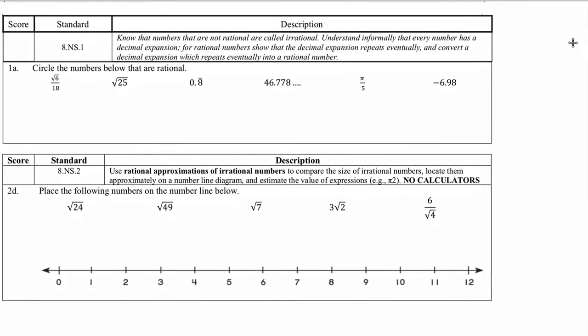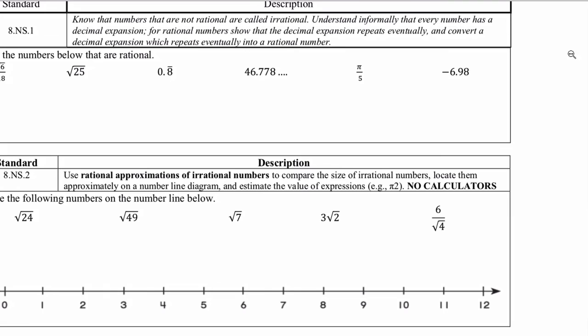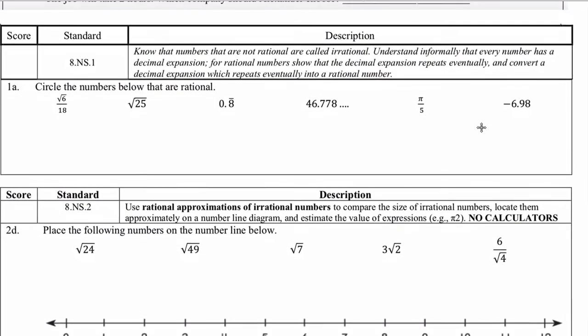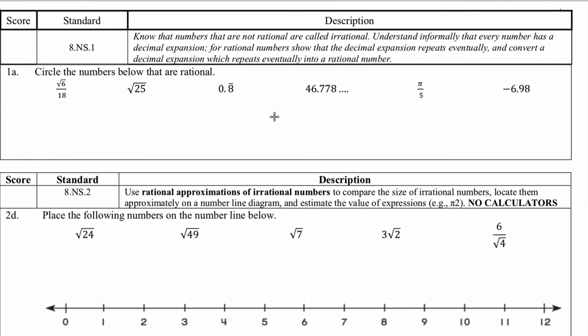This is a different standard entirely. This standard is about irrational and rational numbers. So we'll switch gears a little bit in our minds. All right, circle the numbers that are rational. So this standard has you know that numbers are either rational or irrational. And if they're not rational, they are irrational. Every number has a decimal expansion. For rational numbers, that decimal expansion will repeat eventually, and you can convert a decimal expansion which repeats into a rational number.